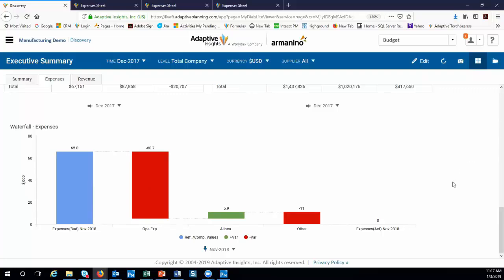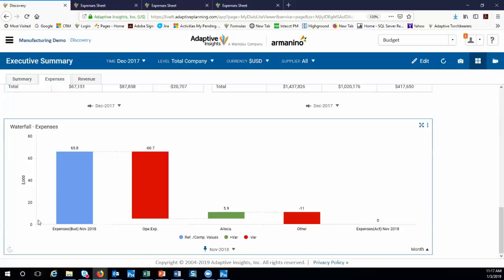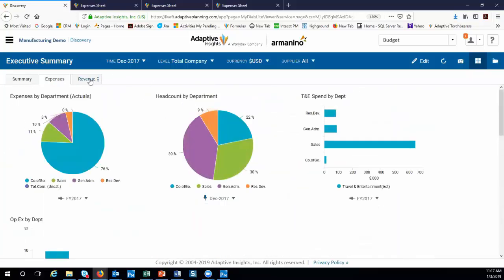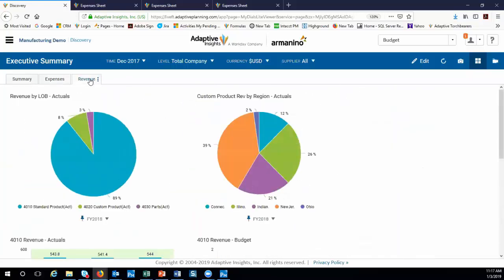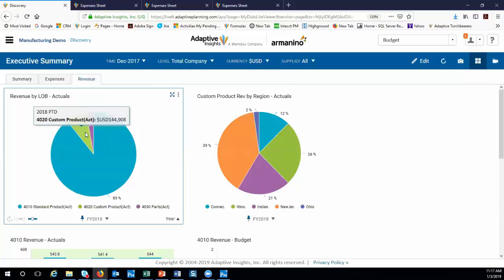So in this case, we're looking at budget versus actual on expenses. And we're able to see then what the total is, variance due to operating expenses, allocations, and other. Example of a revenue dashboard, some more pie charts. In this case, we could also interact with the pie charts.